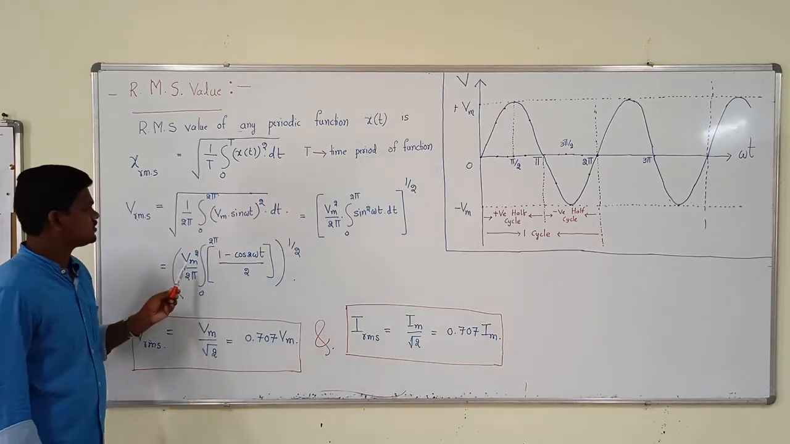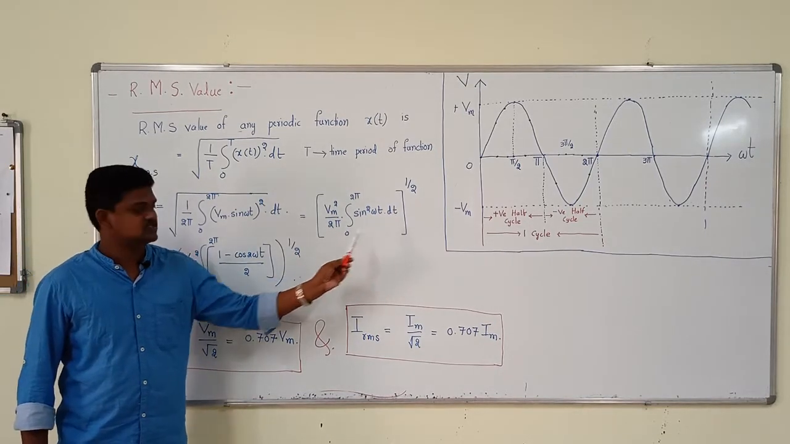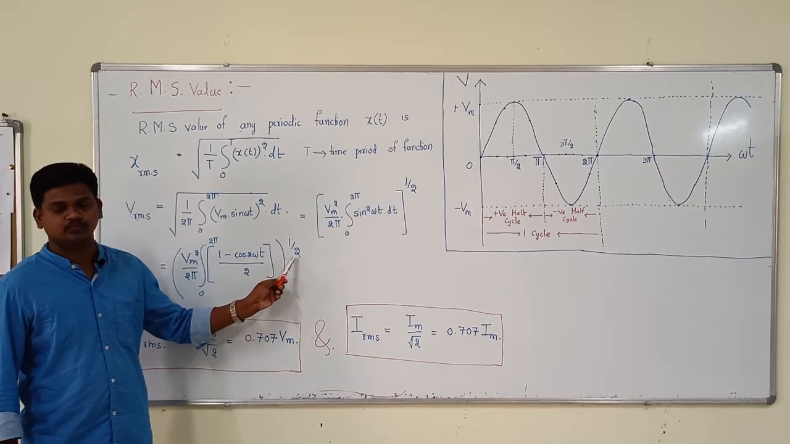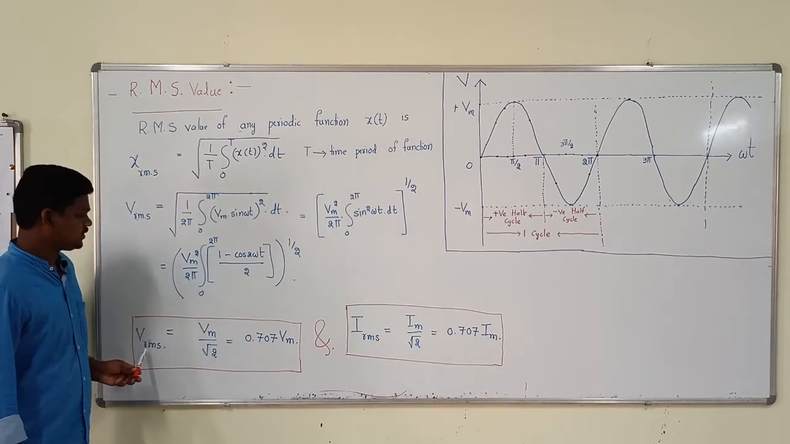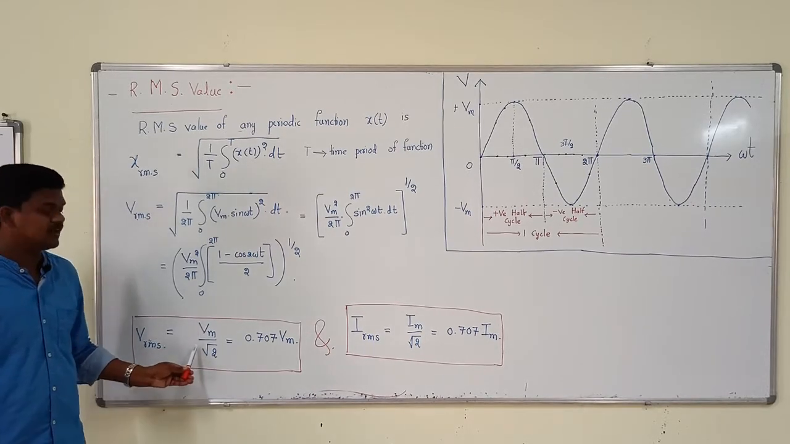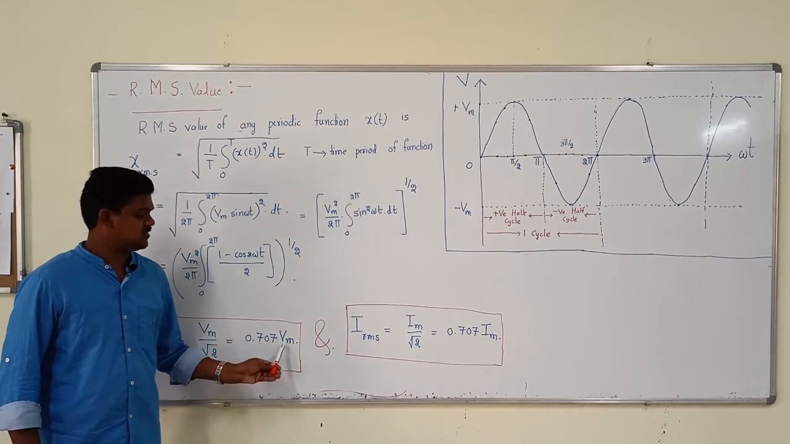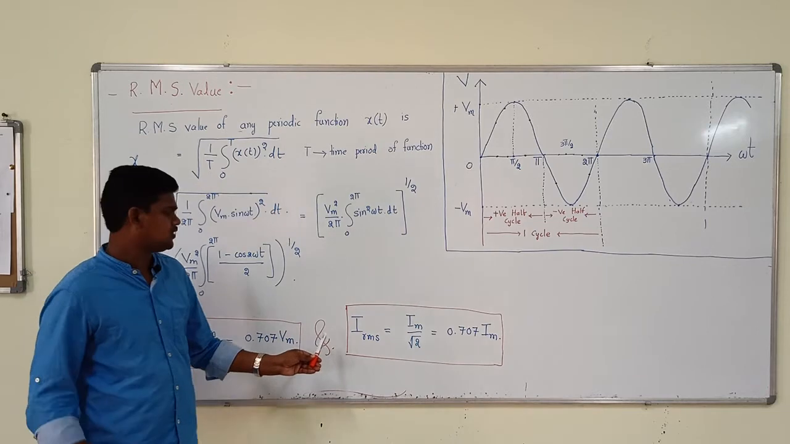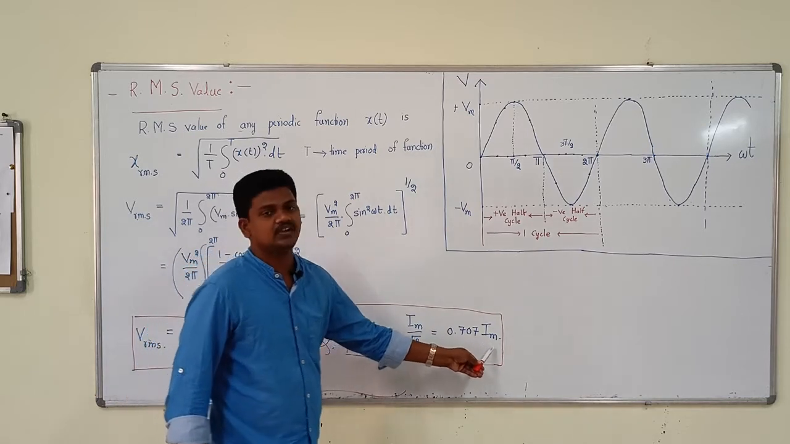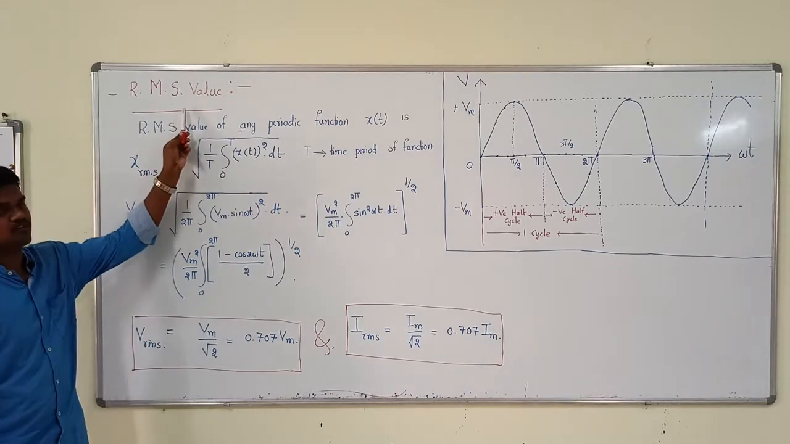By doing the integration, Vm squared by 2 pi, we can write sin squared omega t as (1 minus cos 2 omega t) by 2, whole power 1 by 2. By applying the mathematical calculation, finally we get the RMS value equal to Vm by root 2. 1 by root 2 is nothing but 0.707, so Vm by root 2 is 0.707 Vm. For the current, directly we get IRMS equal to Im by root 2, that is 0.707 Im. This is the calculation of the RMS value.